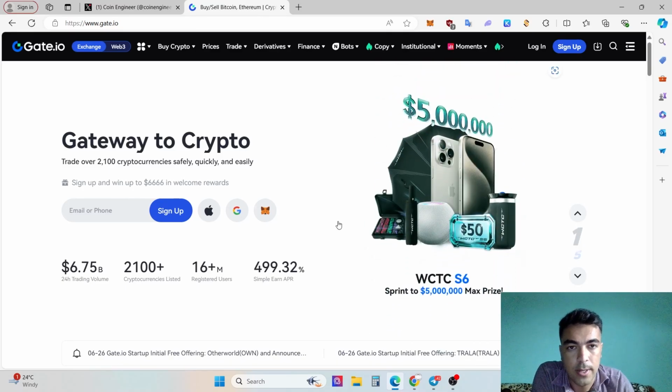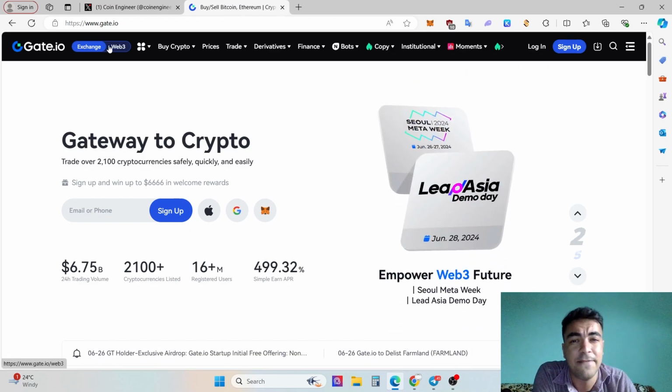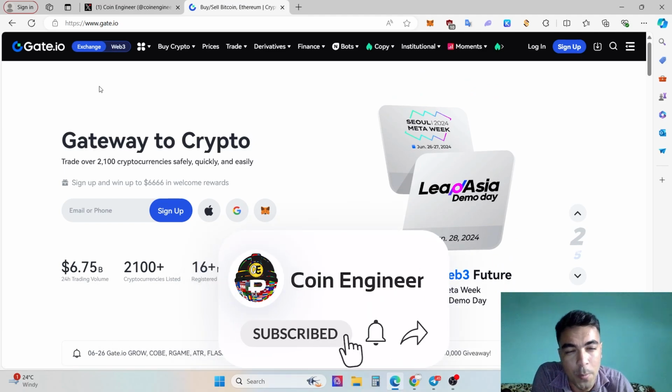Today I'm going to provide you a user guide about Gate.io, covering both sides: the exchange side and the Web3 side. First of all, we need to start from the exchange side.